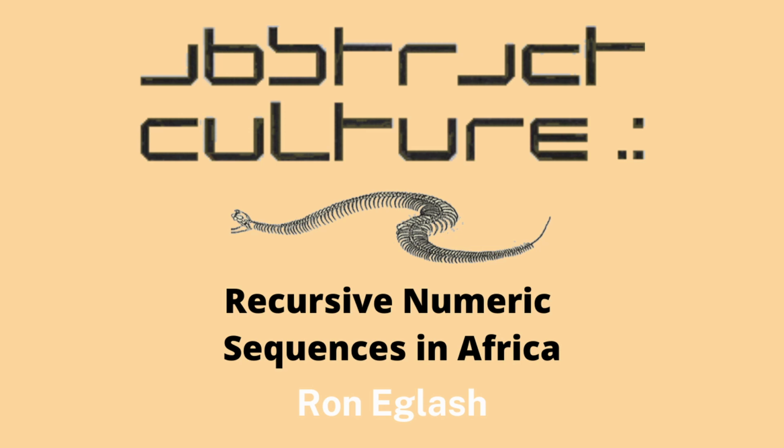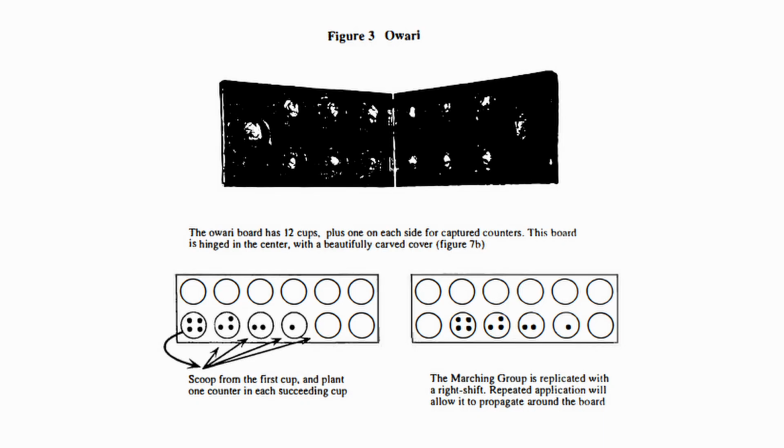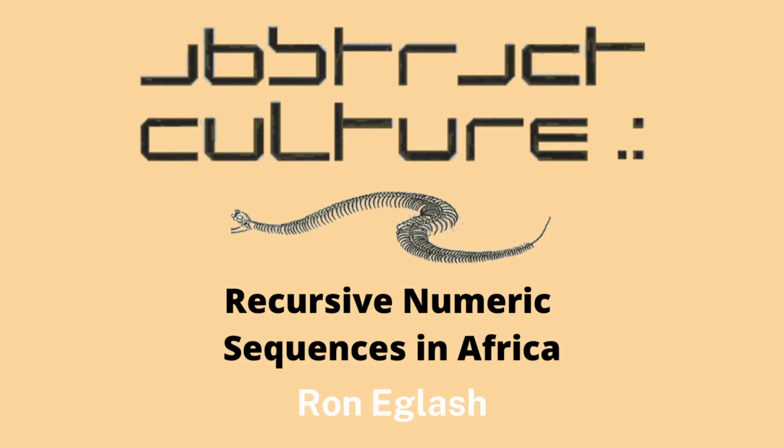In the Ghanaian game of Owari, players are known for utilizing a series of moves they call a marching group. They note that if the number of counters in a series of cups each decrease by 1, e.g. 4, 3, 2, 1, the entire pattern can be replicated with a right shift by scooping from the largest cup, and that if left uninterrupted, it can propagate in this way as far as needed, Figure 3b. As simple as it seems, this concept of a self-replicating pattern is at the heart of some sophisticated mathematical concepts.